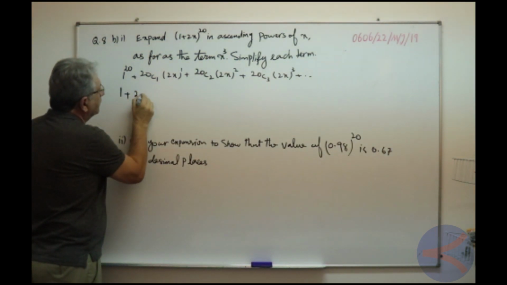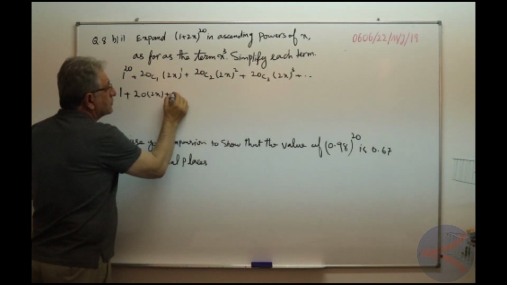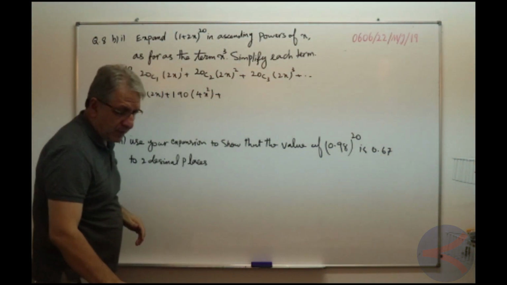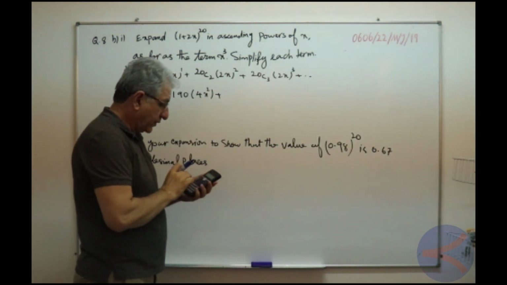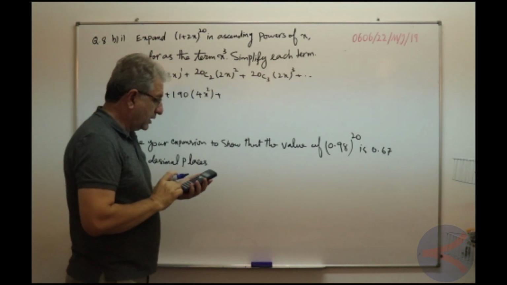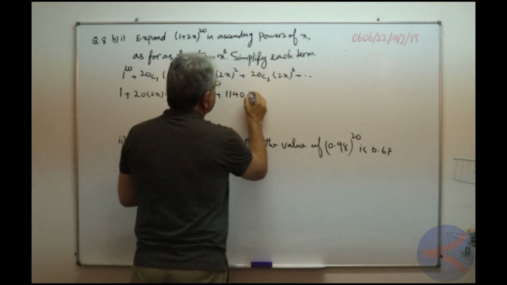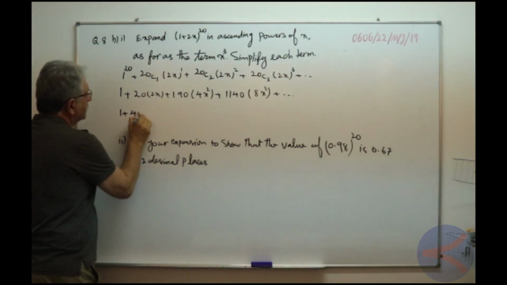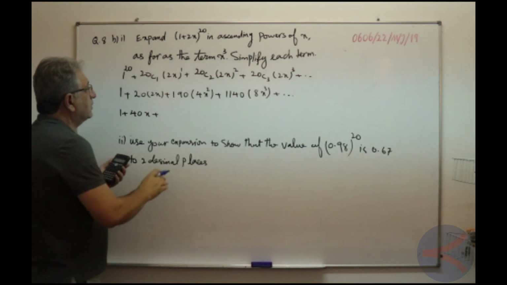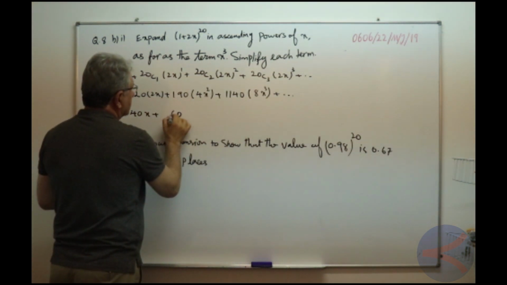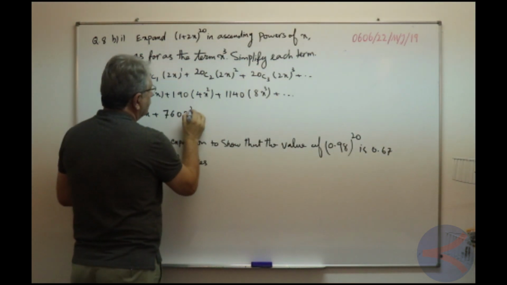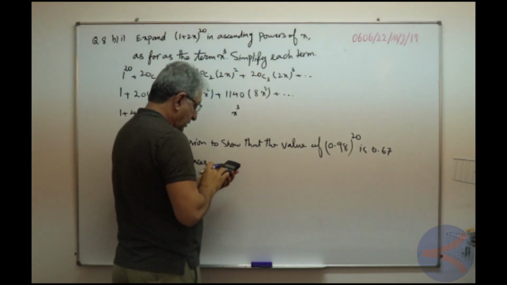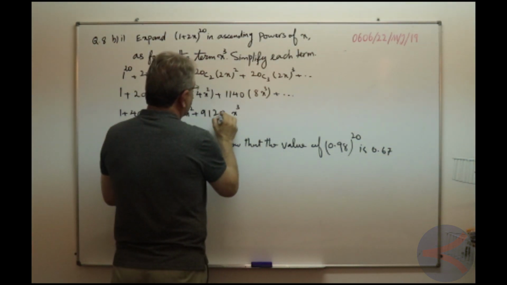Then 20c1 is 20 times 2x. 20c2 is 190, and this is times 4x to the power of 2. 20c3, let me calculate using the calculator, is 1140, and this is 8x cubed. Now this is 1 plus 40x, very clear, 20 times 2 is 40. Here, 190 times 4 is 760x squared, and 1140 times 8 is 9120x cubed.